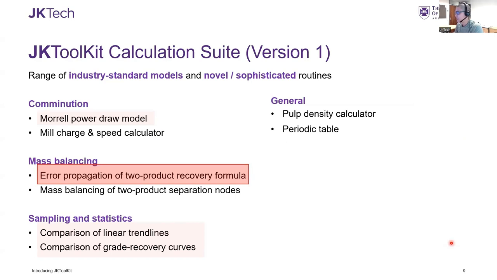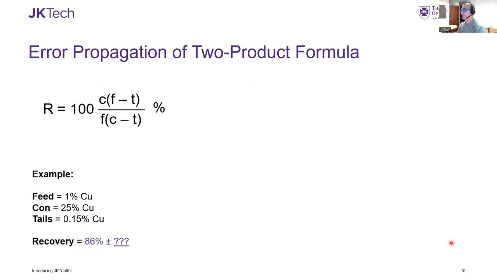The next tool that I'll talk about deals with error propagation and recovery calculations, and specifically those that use the two-product formula. For those of you who aren't familiar with the two-product formula, and not everybody is, in my experience, it is one of the most useful formulas in mineral processing, because it allows you to calculate the recovery of a unit or even an entire process with nothing more than the assays of the feed, the concentrate, and the tailing streams.